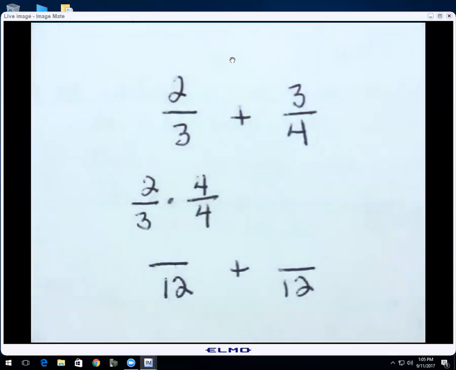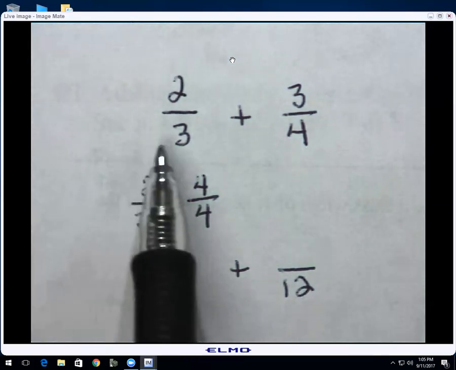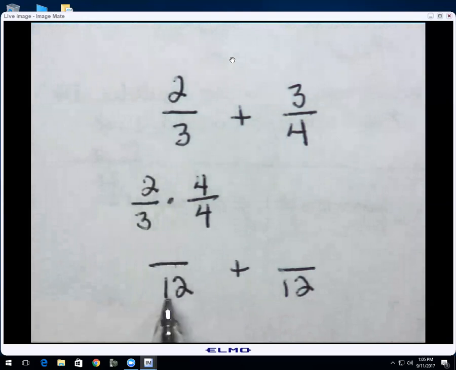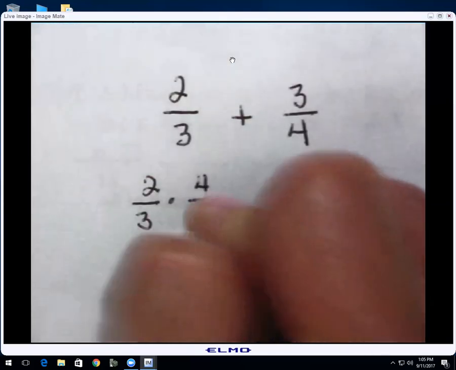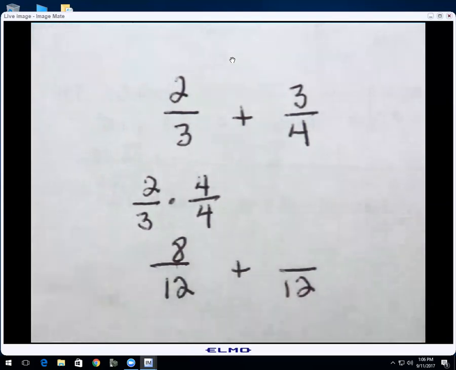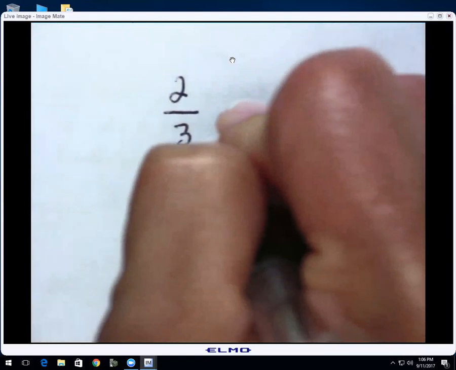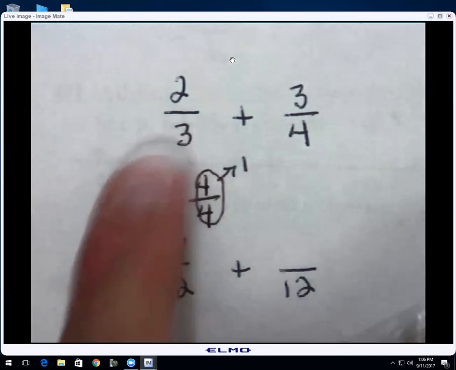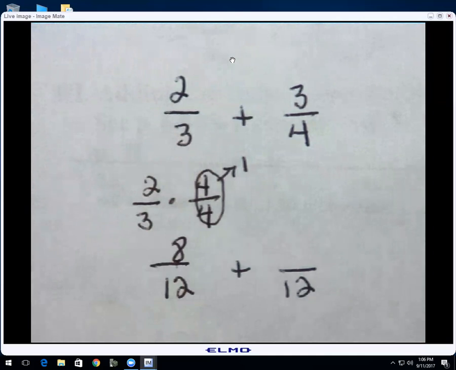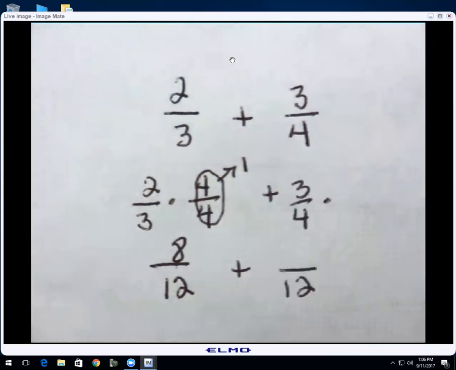Now see, you've been doing this so long, you probably don't write down that step anymore. You just skip it and say 3 goes into 12, 4 times, 4 times 2 is 8. But what you're really doing, and what fourth graders need to realize they're doing, is multiplying by 1 to get an equivalent fraction. 2/3 is the same thing as 8/12. What would you multiply that 3/4 by?